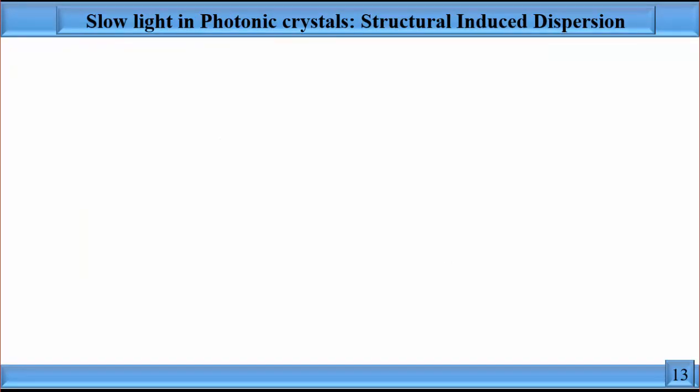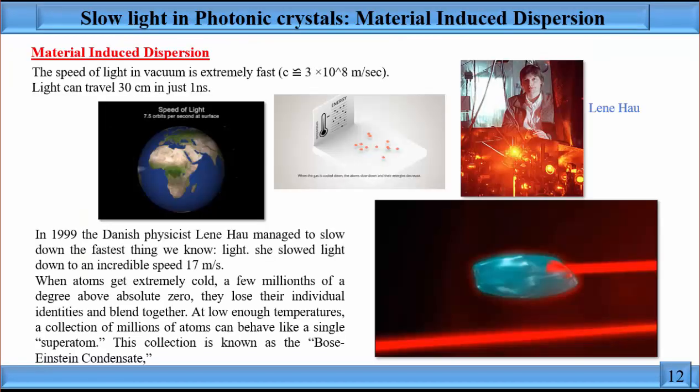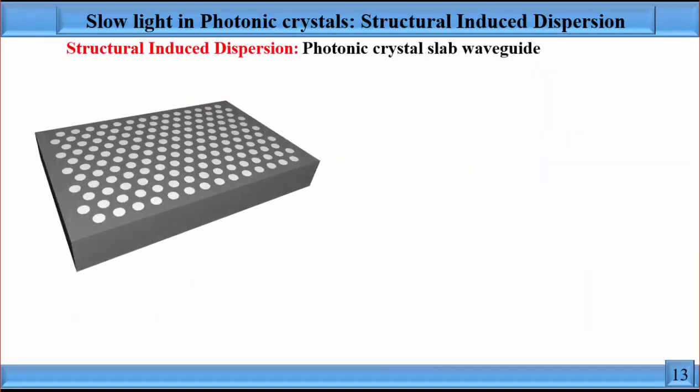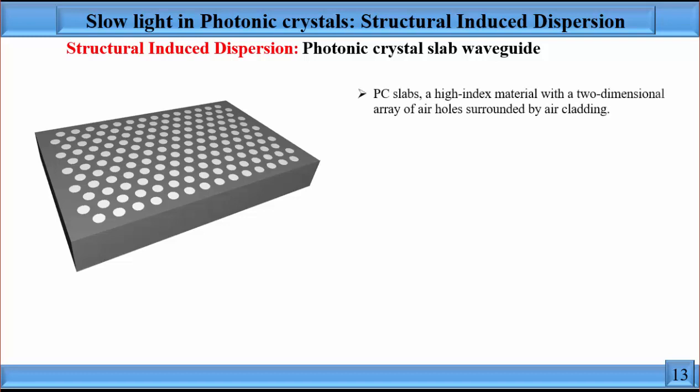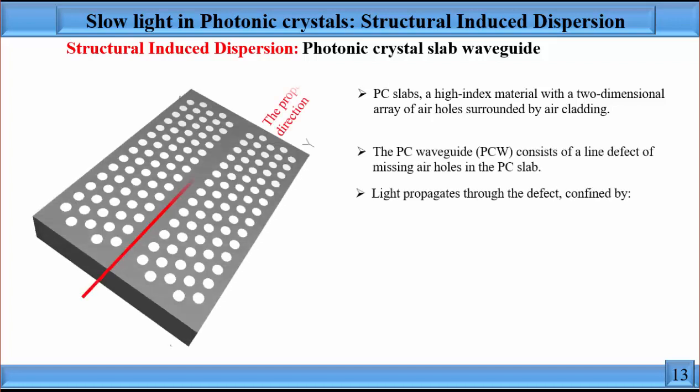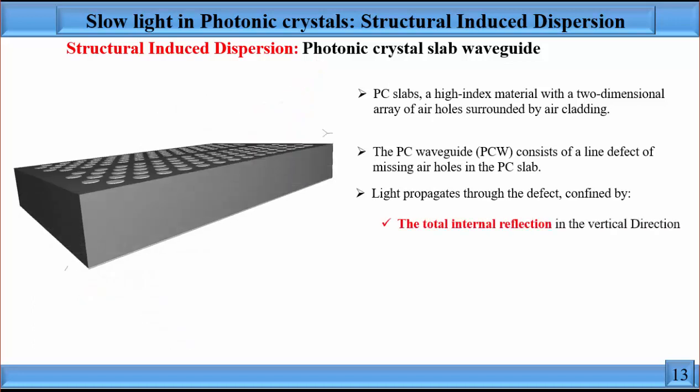The latter has the advantages of room temperature operation, compatibility with semiconductor fabrication technology, the largest bandwidth, and the smallest device size. Slide 13. Structural induced dispersion. Photonic crystal slab waveguide. PC slabs are a high-index material with a two-dimensional array of air holes surrounded by air cladding. The PC waveguide, PCW, consists of a line defect of missing air holes in the PC slab. Light propagates through the defect, confined by total internal reflection in the vertical direction.